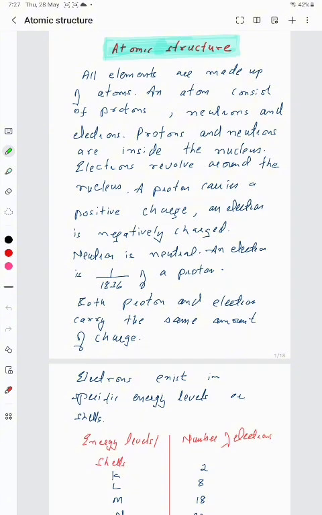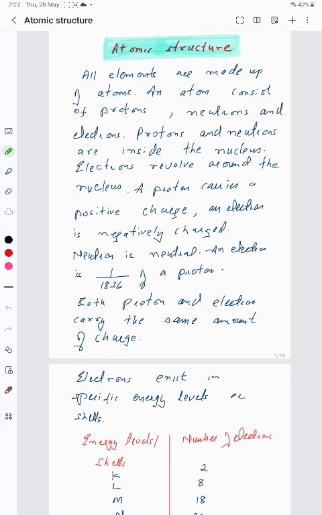Protons carry positive charge, electrons carry negative charge, and the amount of charge is the same, like the same quantity of charge on proton, and you get the same quantity of charge on electron. The signs are different, like protons are positively charged, electrons are negatively charged, but the quantity of charge is the same. Neutrons, on the other hand, are neutral, they carry no charge.